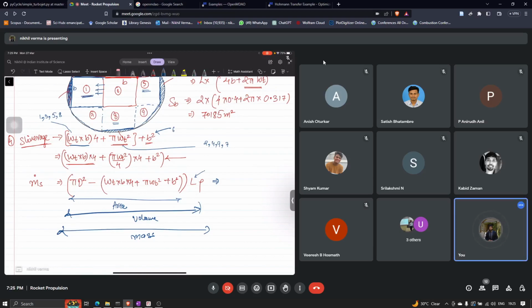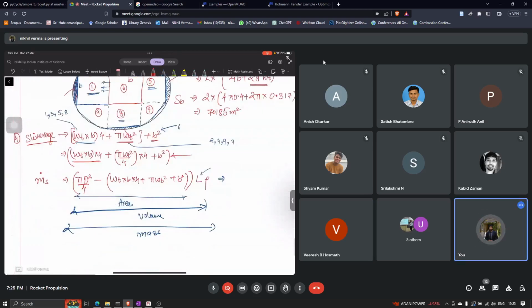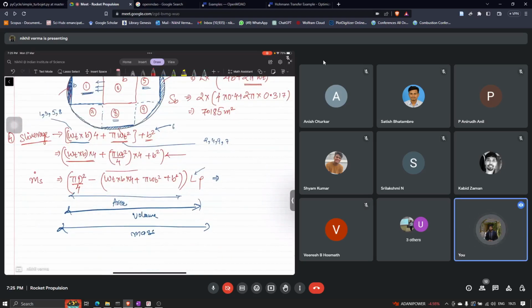Okay, 1 minute. So I think it should be 4, right? Pi d square by 4 minus b square wt square, or letter b. Yeah, I think now it is correct, right? Let me also calculate this. Pi d square by 4. This is the area, right? This is the total area, and we are subtracting the sliverage area.